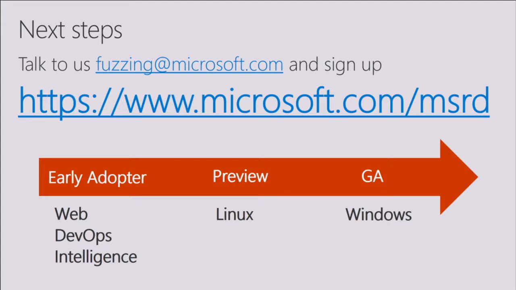Today, what we have available is for desktop applications on Windows and server applications on Linux. Web is our early adopter. We're looking for people to be early adopters for web. So it's not available yet, but we're looking to sign people up to work very deeply with as we bring out web.